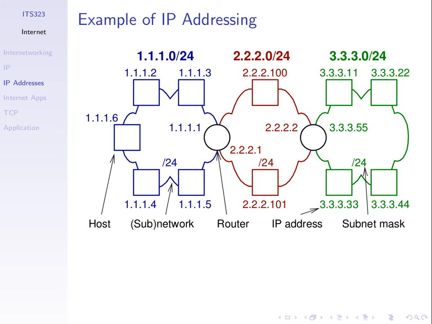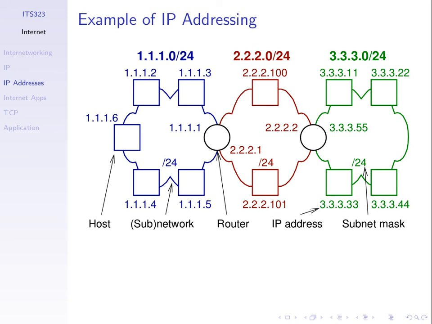I don't show how they're connected. For example, the blue hosts may be connected via a switch in the middle, but we don't draw the LAN technology. We just draw it as a cloud, saying that on this blue subnet, we have 5 hosts attached, and the circle is a router. So in fact, on the blue subnet, there are 6 devices.